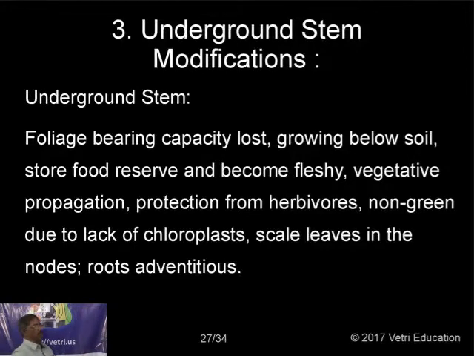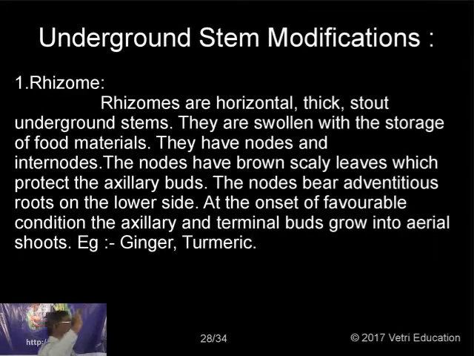Foliage leaves you can never find on the underground stem. They can be found after germination. After growing, they will develop leaves outside. Up to that, they lose the power and grow below, store food material, and become fleshy. We use them for vegetative propagation, and for protection from herbivores. They are non-green due to lack of chloroplast, and they have scale leaves, nodes and internodes, and the roots are adventitious. The first one is the rhizome.